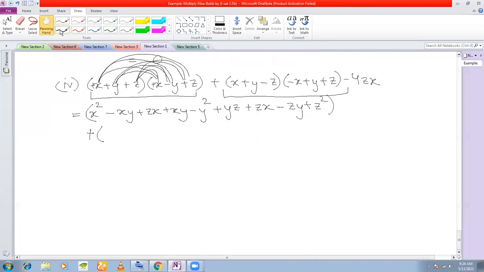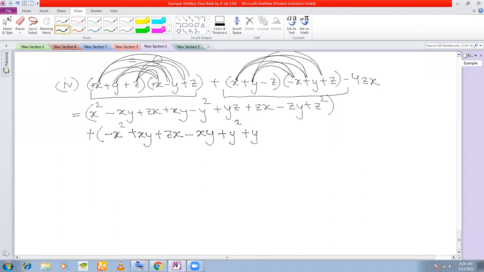Again, plus x and minus x will combine to give you a minus x square. Plus x and plus y will combine to give you a plus xy. Plus x and plus z will combine to give you a plus zx. Plus y and minus x will combine to give you a minus xy. Plus y and plus y will combine to give you a plus y square. Plus y and plus z will combine to give you a plus yz.